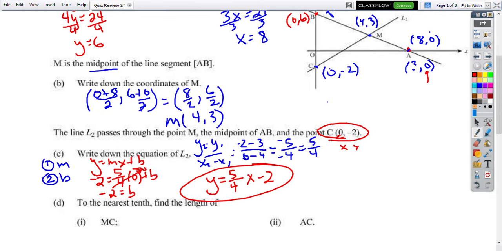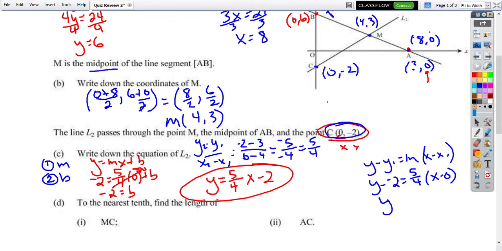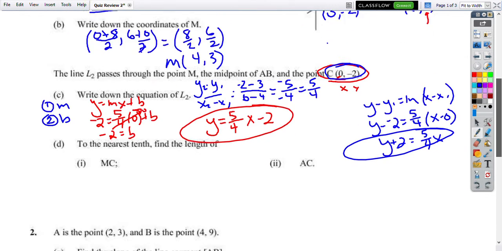If we wanted to do point-slope form, that's y minus y1 equals m times x minus x1. We could just use this point, (0, -2), here again, and do y minus negative 2 is equal to 5/4 times x minus 0. So this would just be y plus 2 is equal to 5/4 times x, and that would be point-slope form.